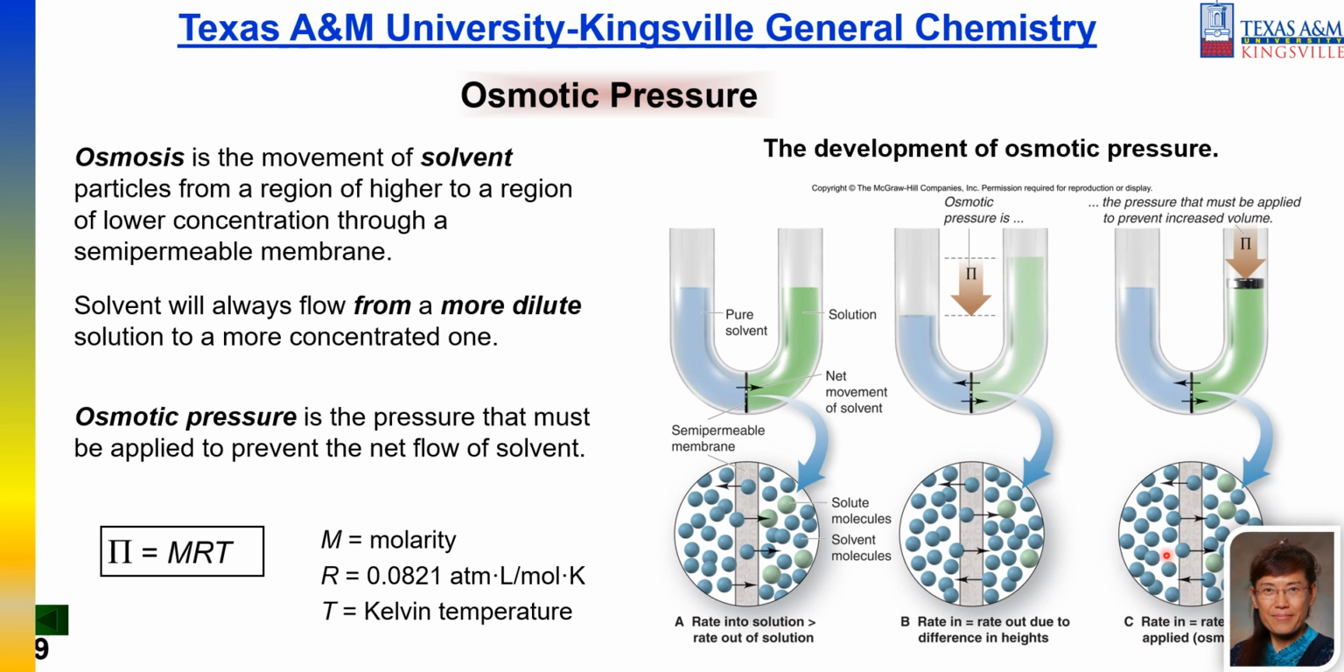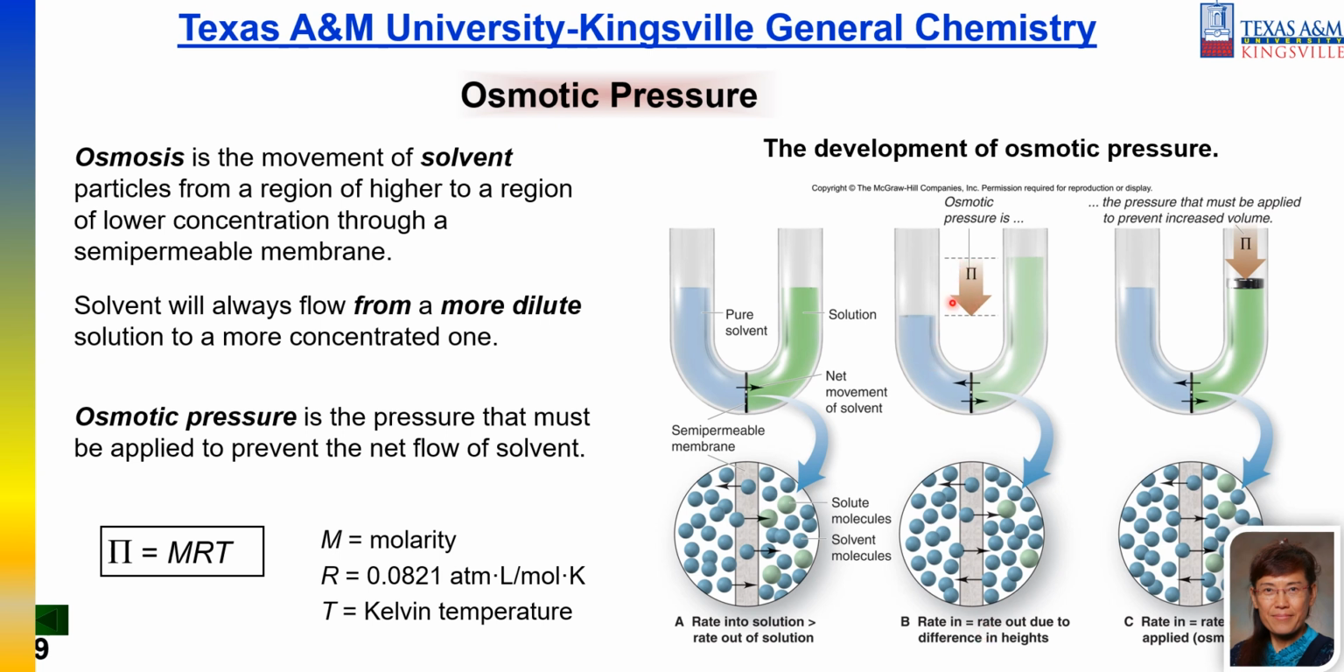In your osmosis at the beginning, you have the rate of movement into your solution and the rate of movement out of your solution. In the beginning, the rate into the solution is higher than the reverse. So at a certain point, the rate into the solution and the rate out of the solution become equal to each other.